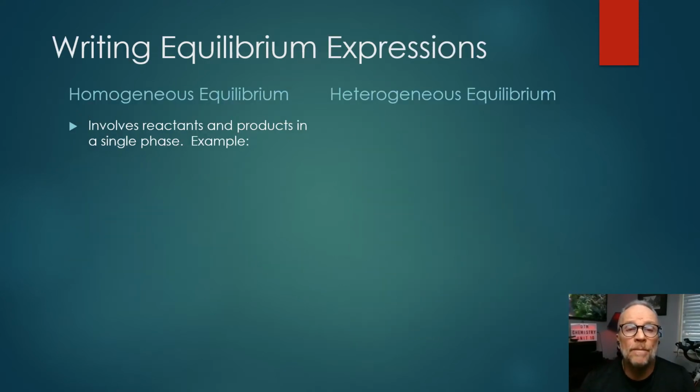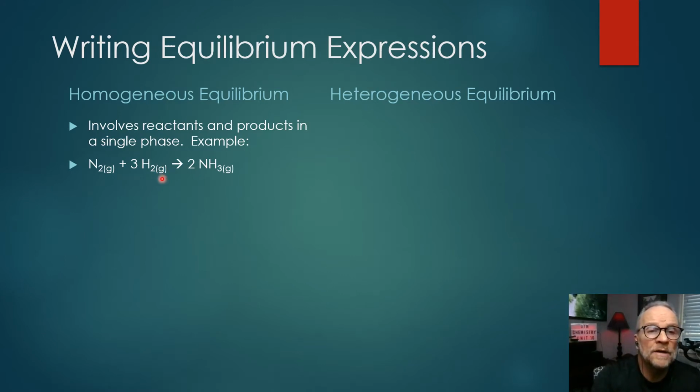Okay, so now we're going to compare what we call a homogeneous equilibrium to a heterogeneous equilibrium. Homogeneous equilibriums involve a single phase. Like in our last example, all the phases were gas phases, right? Everything, all the reactants and products were in the gaseous state. And so that would be an example of a homogeneous equilibrium. We have another example here of mixing nitrogen gas and hydrogen gas to form ammonia. So that would be an example of a homogeneous equilibrium because they're all in the gaseous state.